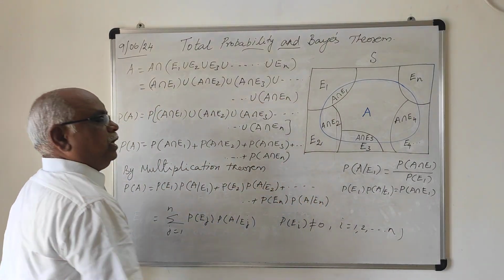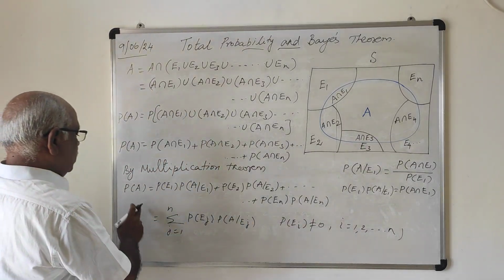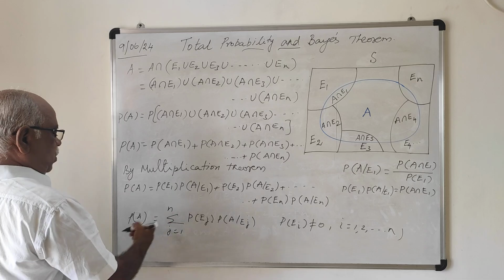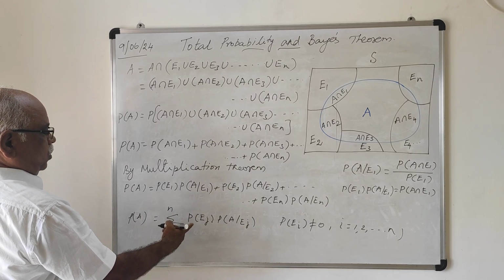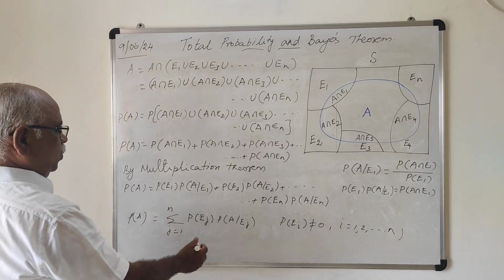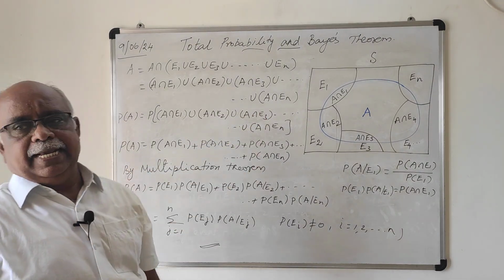The events E1, E2, etc., En have non-zero probabilities. Therefore, that's all about the total probability. Probability of A equals sigma j equal to 1 to n of P of Ej into probability of A by Ej. That's what we have to prove. This is the total probability of the event A. Okay?